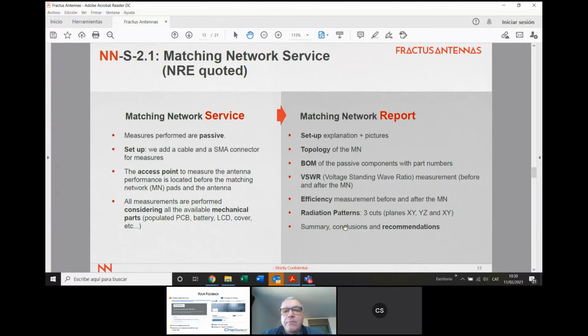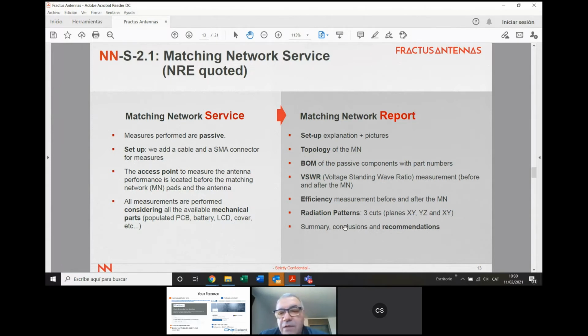And we always compare before and after: what we receive in terms of VSWR, and what you are receiving before and after the matching network, as I said. The efficiency measurements also before and after, and we are giving you the radiation patterns in 3 cuts. This is enough in order to know what the radiation is in the 3 main axes.